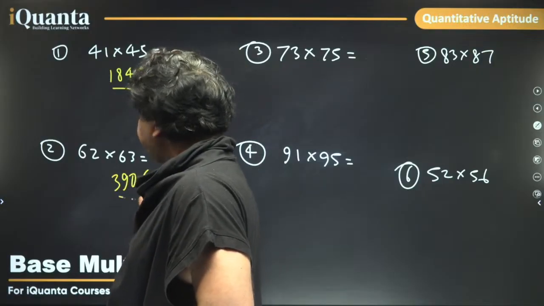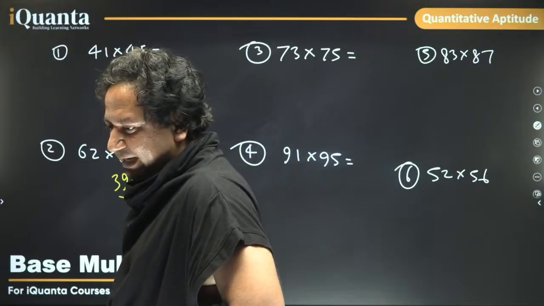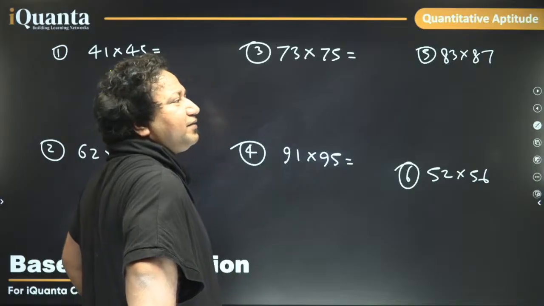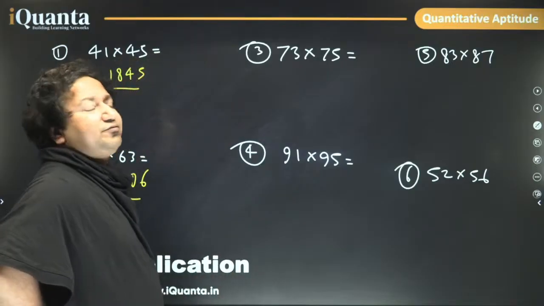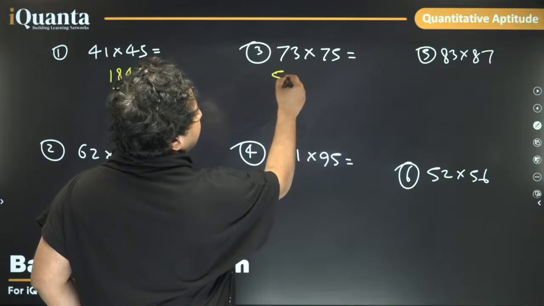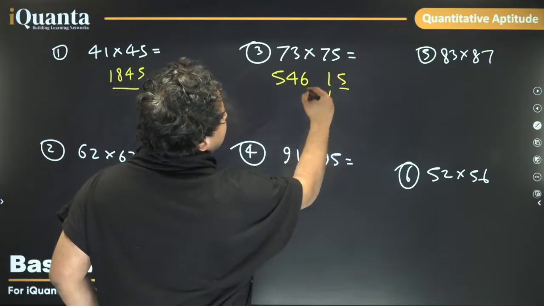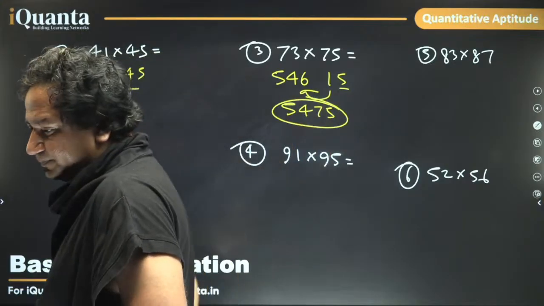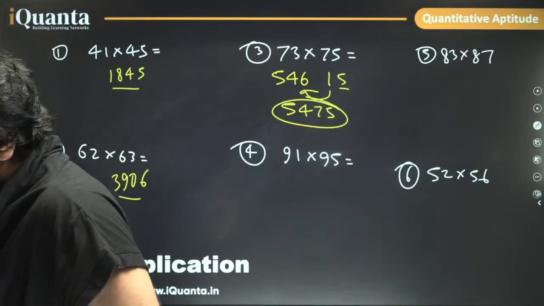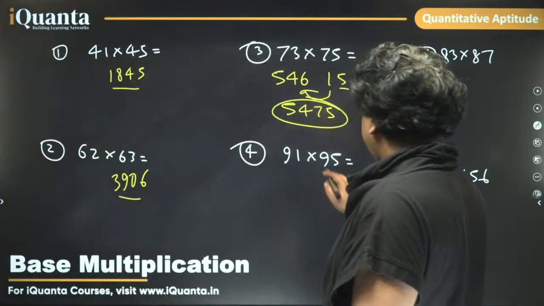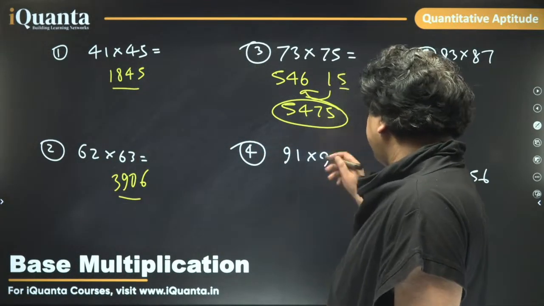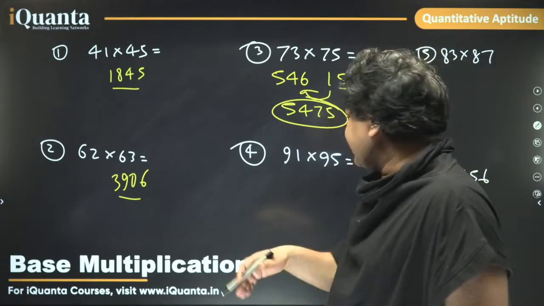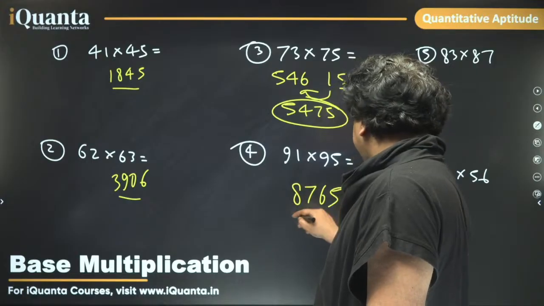Then we have a 6 there. Nice. Next. 78 multiplied by 7, 546. Then 15 here, so we have 5475. All right. Perfect. 91 and 95. 91 plus 5 is how much? 96. 96 into 9 is how much? 864, 5. Looks good.